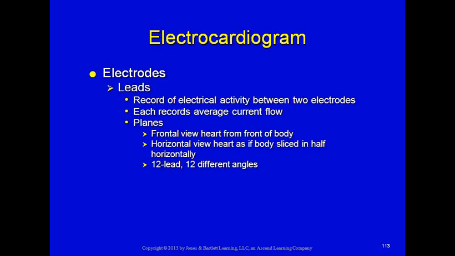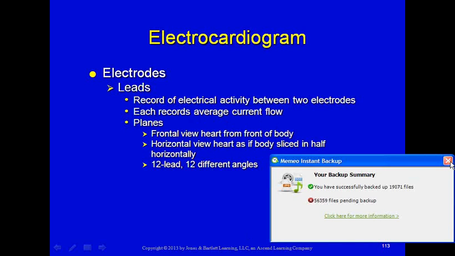There's a frontal view that looks at the heart from the front of the body. There's a horizontal view that looks at the heart as if the body were sliced in half horizontally. And then there's a 12 lead, and a 12 lead looks at the heart from 12 different angles. It's like taking a camera and snapping a picture, taking 2 steps to the right and snapping a picture, and 2 steps to the right and snapping a picture, and working your way around the chest so that we get 12 different pictures of what's going on with the heart.